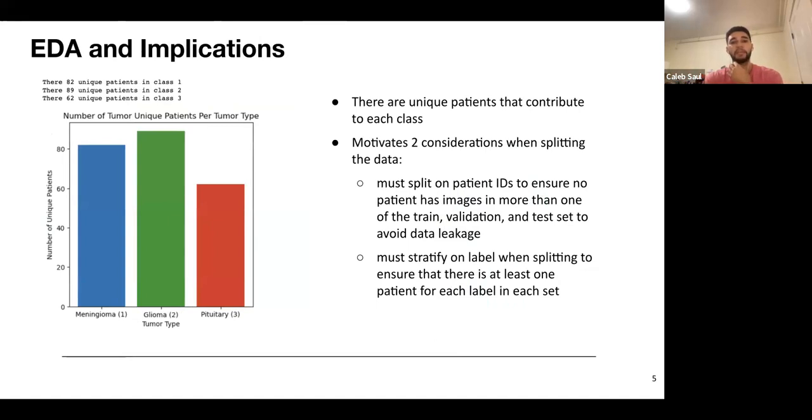This motivates 2 considerations when we split the data. We want to split on patient IDs to make sure that no patient has images in more than one of the train, validation, and test set to avoid data leakage. But we also must stratify the label when splitting to ensure that there's at least 1 patient for each label in each set.